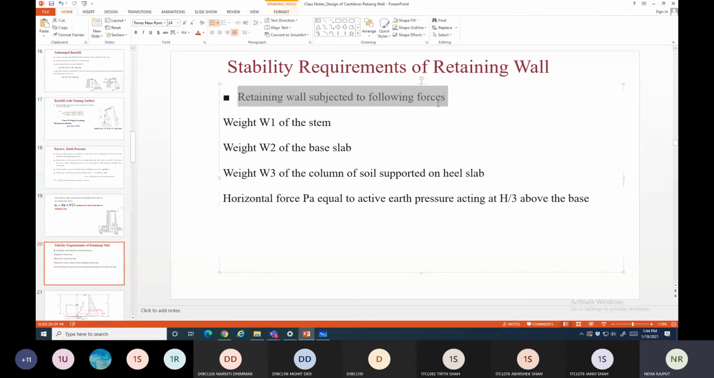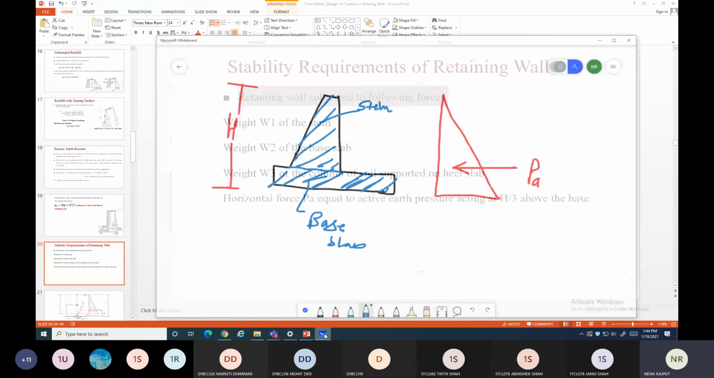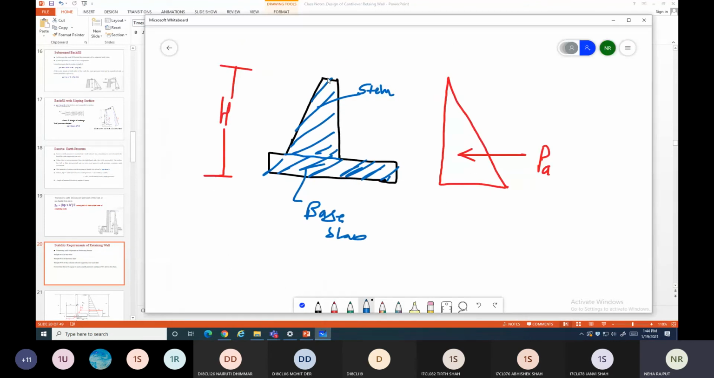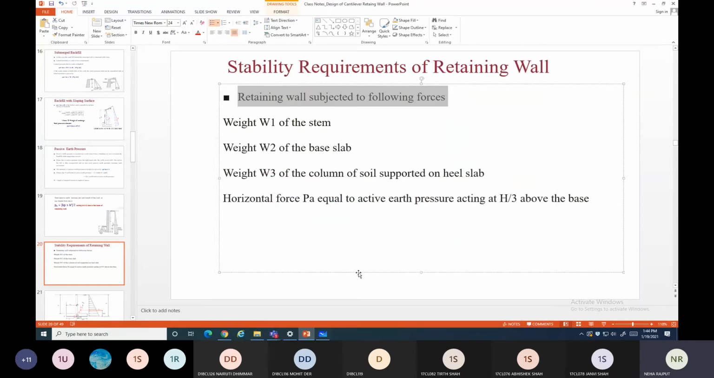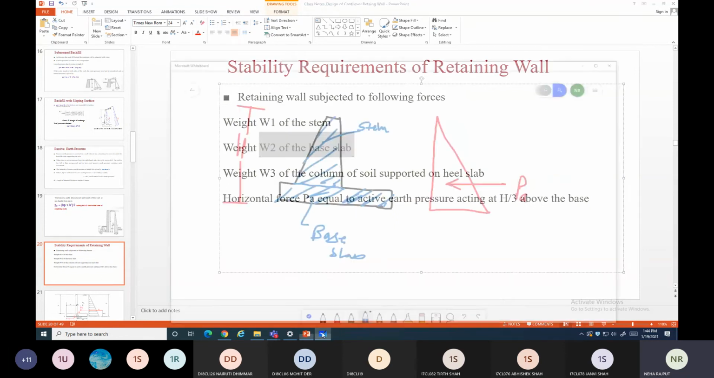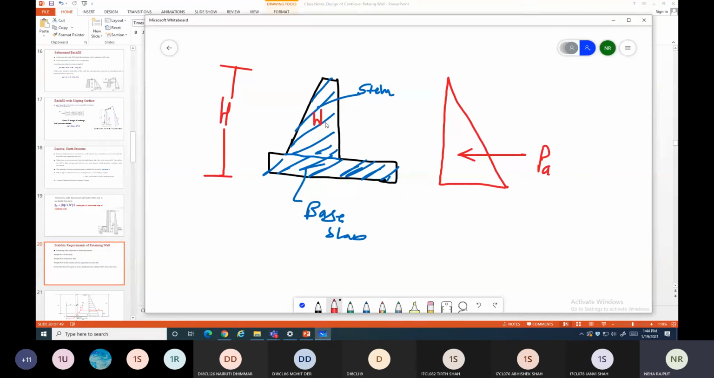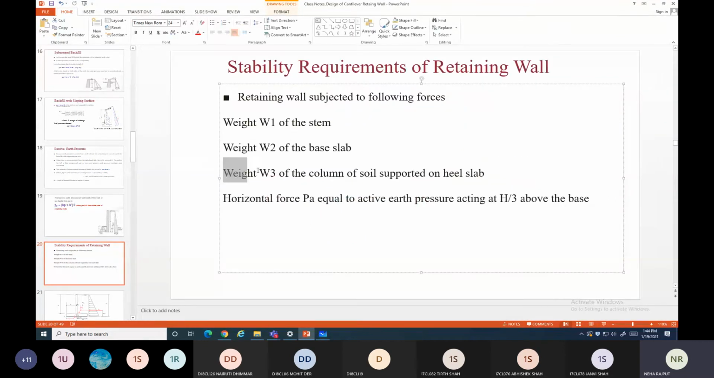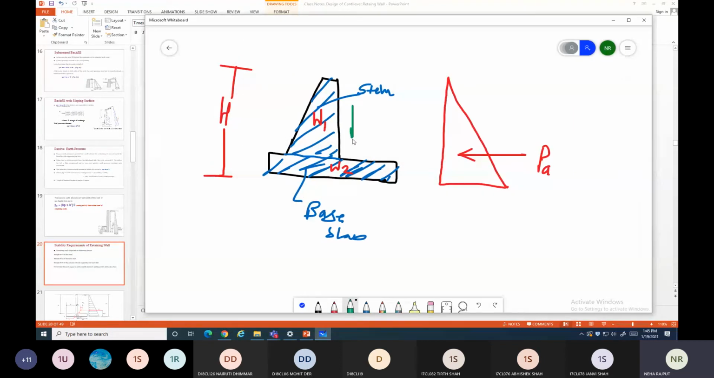So the retaining wall is subject to the following forces. This is the weight of stem, W1. Then W2 is the base slab. And W3 is the column of soil supported on the heel slab. If this is the soil mass over here, then this soil mass also acts in the downward direction, so this soil mass also will give weight to the structure. So this is my W3 force.